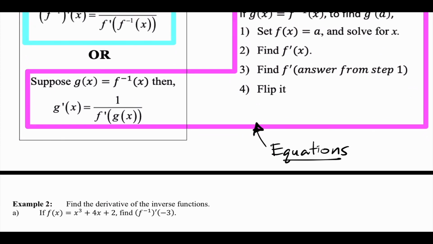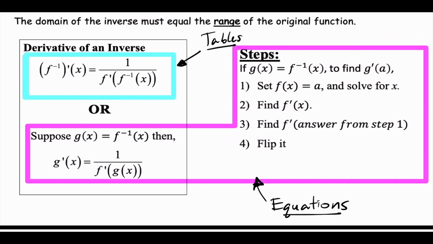So example number 2. Is that a tables problem or an equations problem? Equations. Yeah. Do you see a table anywhere for number 2? I don't. So that means we're going to be using the pink. We're going to be using the steps over here, which will create this stuff over here.